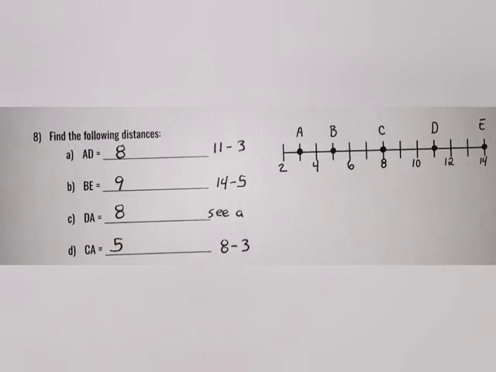For problem 8, we need to find distances. Since distances are always positive, it doesn't matter which 2 numbers we subtract. I always try to subtract the smaller number from the bigger number so that it is an easier process. For AD, we're taking 11 minus 3, which is 8. For part B, we're doing BE, which is 14 minus 5, which is 9. For part C, DA is actually just problem A again. I just switched the 2 letters. And for D, it is CA, which is 8 minus 3, which is 5.